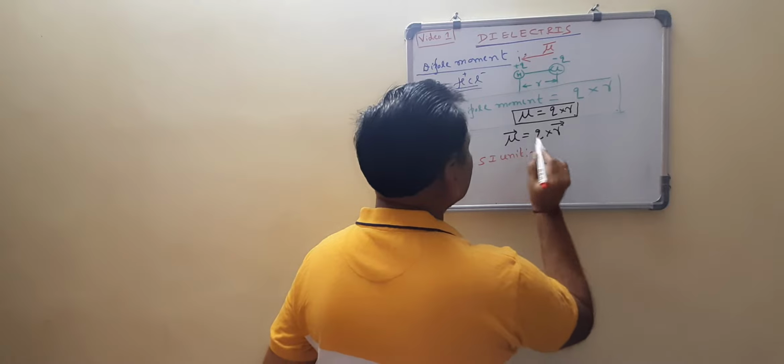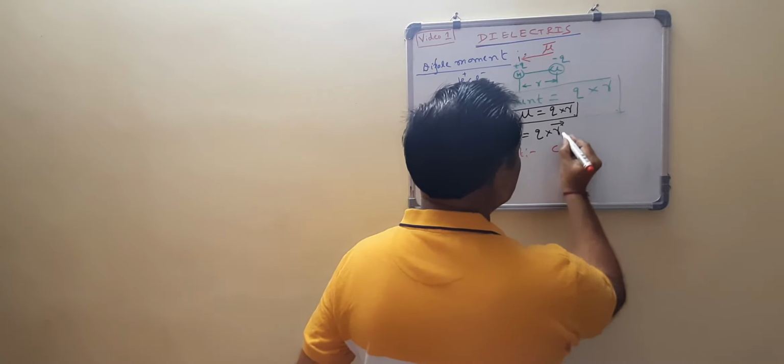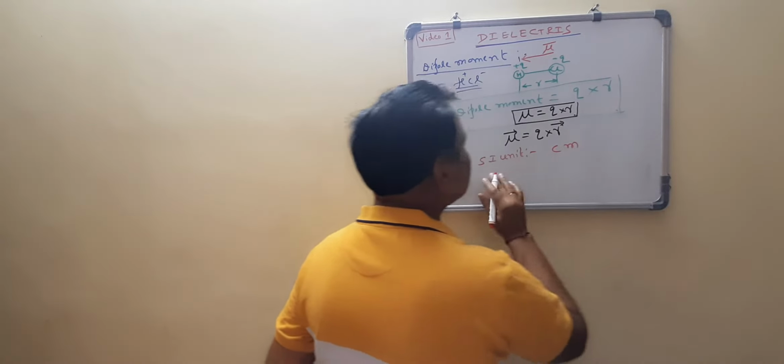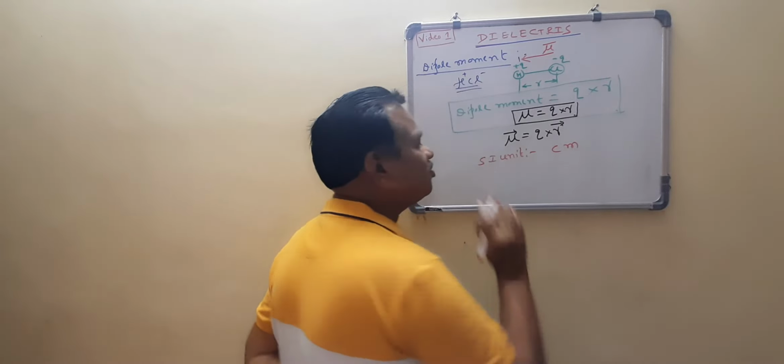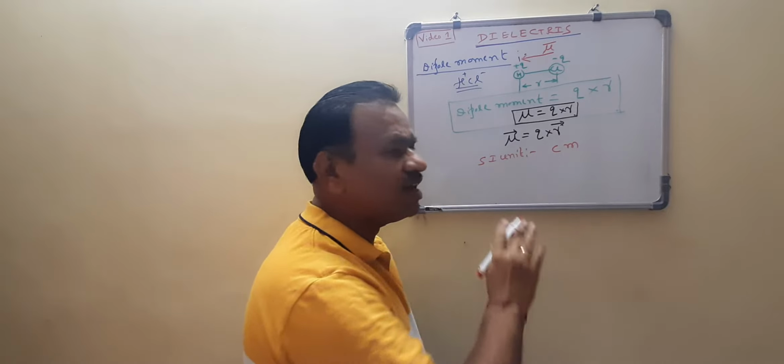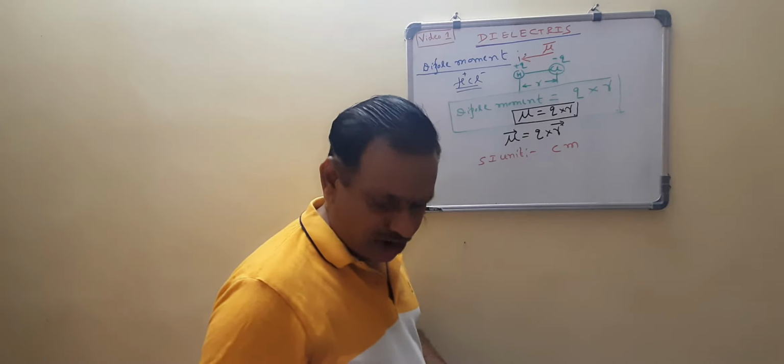Next, what is the SI unit of it? The charge unit is coulomb. Distance is meter. That is, coulomb meter is the SI unit of dipole moment. I'll define once again.